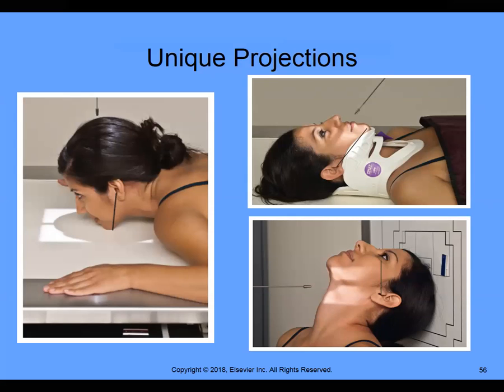These here are unique projections, and I'm going to identify these really quick because these are given sometimes by the location of where the central ray is entering. And these are specific to skull. So when you get into this module, you're probably going to repeat a lot of this stuff, but it's best that you grasp some of this information now.